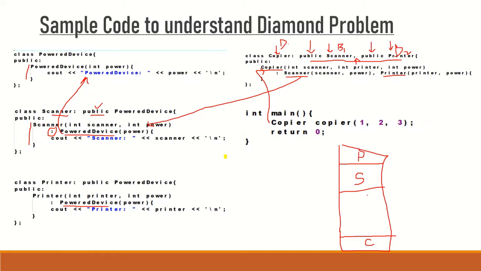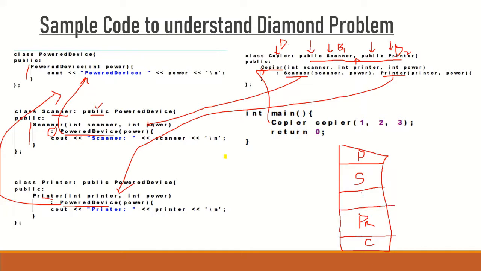Fine. Next, once it's done, it's going to call the printer class constructor. When you go into the printer class constructor, it will come here. So let me add a printer class constructor. For better understanding, I am using PR for the printer class object. And the printer class object is calling the power device class constructor again. That means the printer class will also have another version of the power device class constructor.